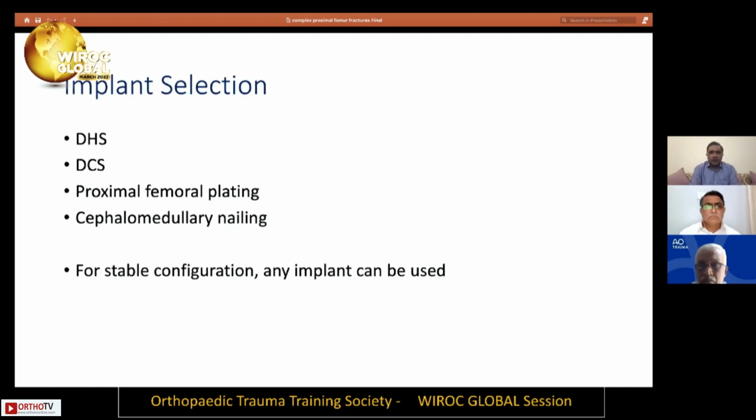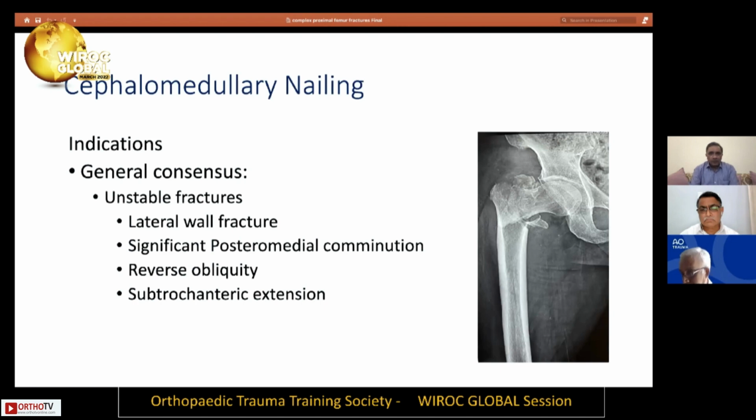And then it comes to the implant selection. There are various implants available like DHS, DCS, proximal femoral plating, and cephalomedullary nailing. For a stable configuration, we can use any implant. But in such a fracture, which is comminuted, we classify that as an unstable fracture. So the general consensus is that in an unstable fracture configuration, probably the cephalomedullary nail is the implant of choice. And these are the various parameters which make this fracture unstable.